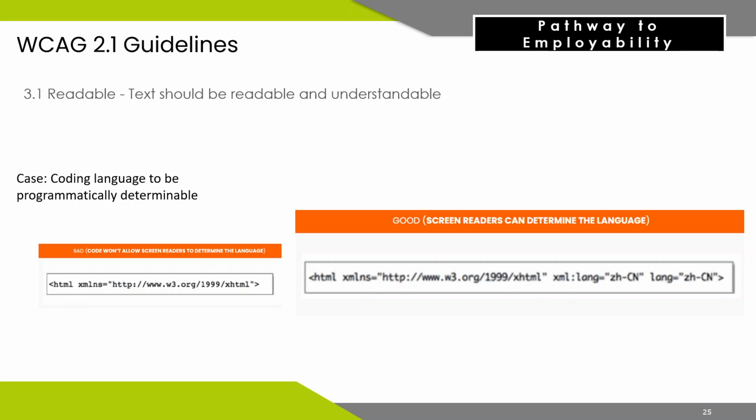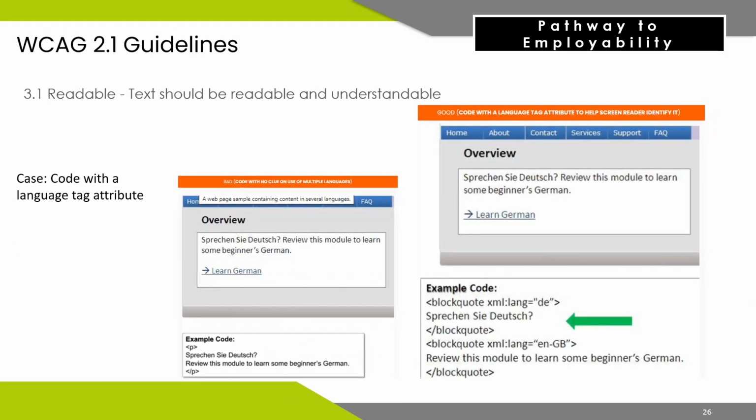Level A. Ensure the default human language of each web page can be programmatically determined using the HTML lang attribute. Level AA. Ensure the human language of each passage or phrase in the content can be programmatically determined, except for technical terms and vernacular.